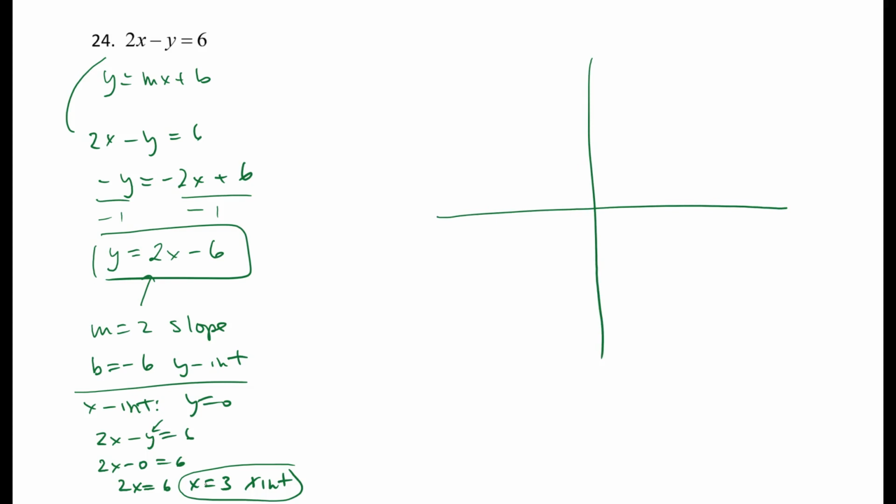So now we have everything we need to graph this line. The x-intercept is 3. 1, 2, 3. The y-intercept is negative 6. 1, 2, 3, 4, 5, 6. And the slope is 2. Actually 2 points is enough to graph this line. I'm going to go ahead and label these axes here. But if you wanted to just start with the y-intercept, you could go up 2 over 1, because the slope is 2, and those points are also on the line. But that would be how to graph 24.